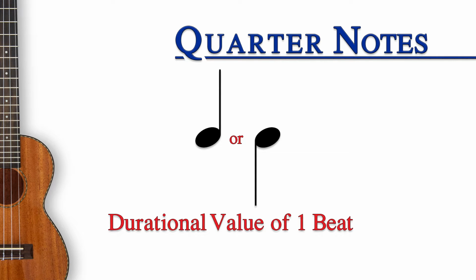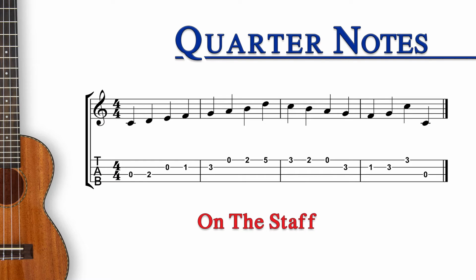Splitting each half note into two equal parts, the resulting one beat durational value of each note is called a quarter note. Quarter notes have a solid note head with a stem, and their stems follow the same rules as half notes regarding direction when they are placed on the staff. Here you can see what quarter notes look like on the staff. Each one represents a single beat, so there are 4 of them in each measure.